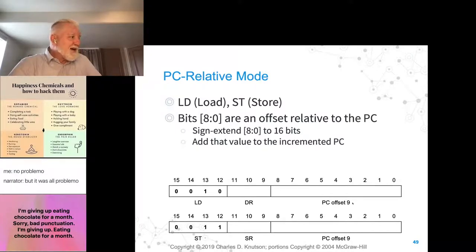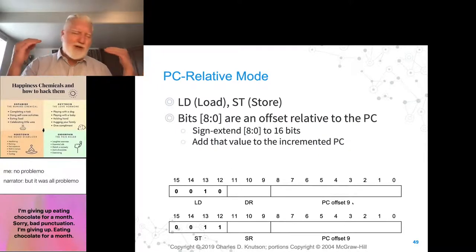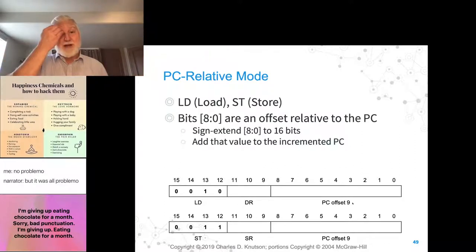This PC offset 9, okay, here's what that means. It's 9 bits, that's the 9. PC offset means that you take the program counter, which, by the way, has already been incremented. That's really important. Remember, on every turn of the crank, that program counter gets incremented first thing. It takes the incremented program counter, takes whatever the value is in those 9 bits, and it just adds that to the program counter. It increments it or decrements it if it's a negative number, because that's a 2's complement number.